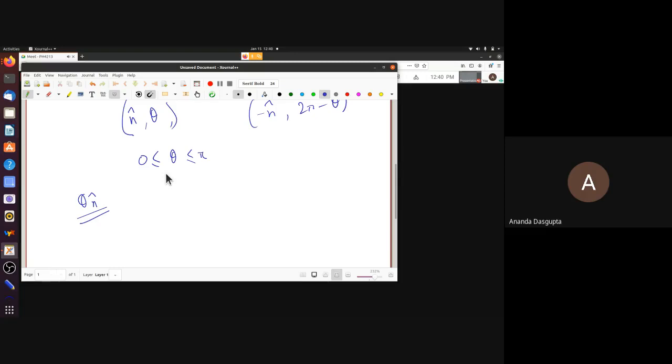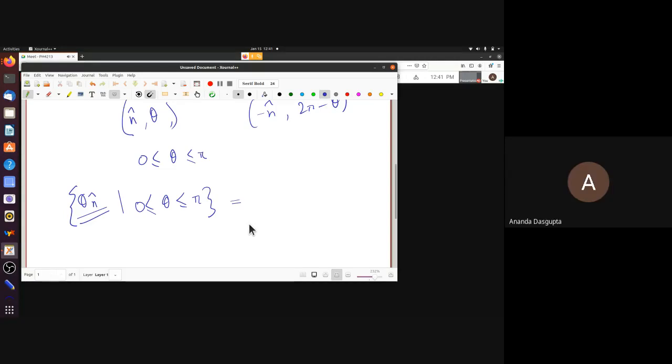So if you take all such vectors together, what is the geometric object that you get? If I form the set of all such objects together, where n hat could be any unit vector in 3 dimensions, and theta is between 0 and pi, what exactly is this? This is a very simple question. No group theory involved. Nomenclature should be precise.